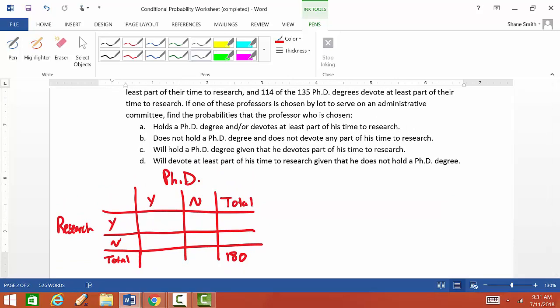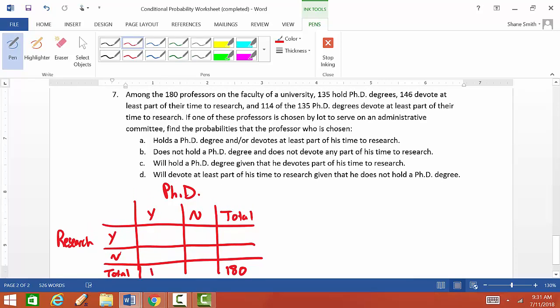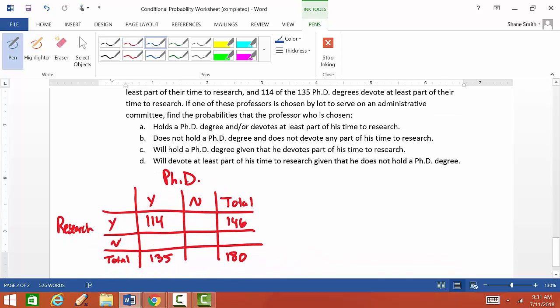Okay, so it says there's 135 PhD degrees. 146 devote at least part of their time to research. And 114 of the 135 devote part of their time to research. So now you can fill in the rest of the table and answer the questions actually quite easily. So let's fill in the table first and then answer the questions. So this is going to be 32. This is going to be 21. This is going to be 45. This is going to be 34. And this is going to be 13. It should work both ways.